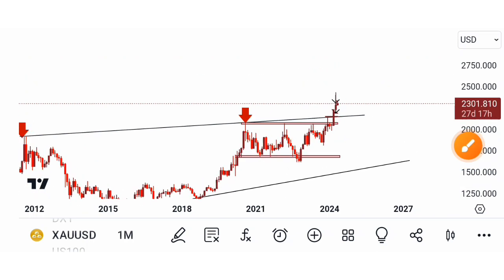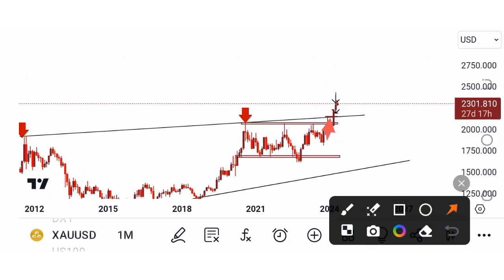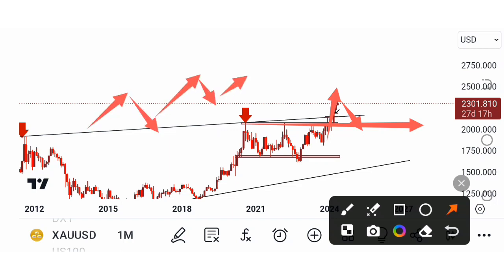Then the reason why I'm bearish on this particular instrument is that the market, ever since it broke out of this structure over here, didn't give us a retest, and the market doesn't move that way. Usually when the market moves, it creates impulse correction, impulse correction, impulse correction.